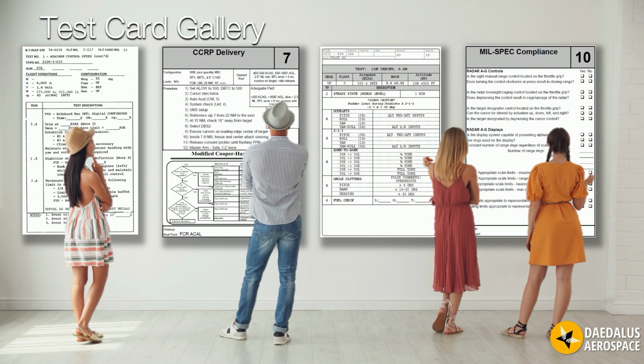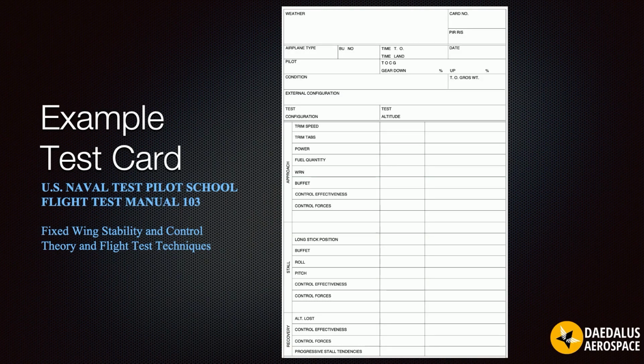The actual procedural steps on the test cards, plus of course the setup conditions and safety mitigations, must come from the specific test plan that you are using. Here's our first example test card. It's a test card for stall testing, printed in the publicly available U.S. Naval Test Pilot School Flight Test Manual 103 on fixed-wing stability and control. It's a great text that covers both theory and flight test techniques.